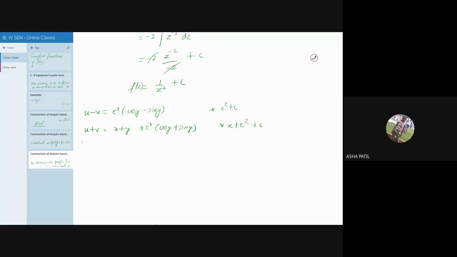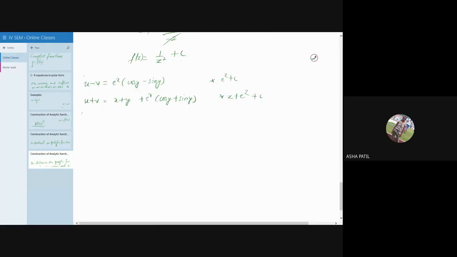So let us move on to the next topic. This is all about construction of analytic functions. Now let us go to properties of analytic functions. One of the properties is harmonic function. So what is the harmonic function first?